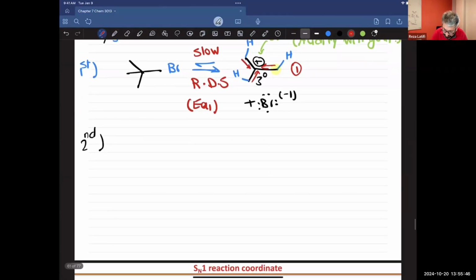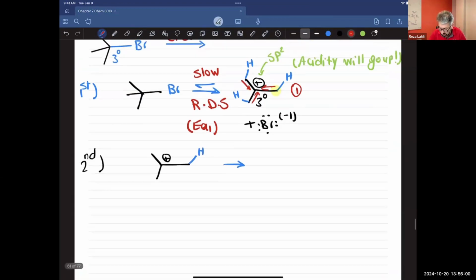And if that happens, then we have this possibility. Those H can react with a solvent, or let's say a base. I'm going to say a base here. And the base will take those hydrogens from the system. Again, your solvent can behave as a base and take the hydrogen out of the system.